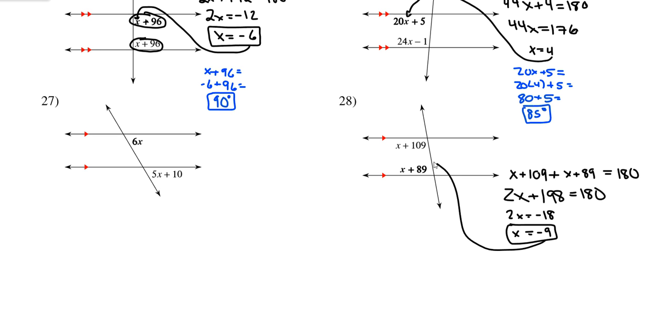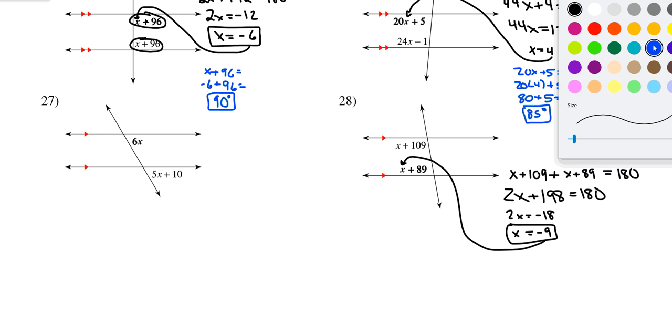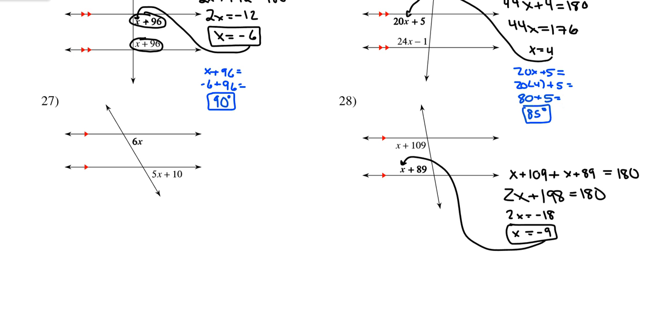I'm going to plug negative 9 in for x into the bold angle measurement. I get negative 9 plus 89. I should do this in the other color to be consistent. And then I'm going to end up getting x plus 89 becomes negative 9 plus 89, which is 80 degrees. So the measurement of that angle is 80 degrees.